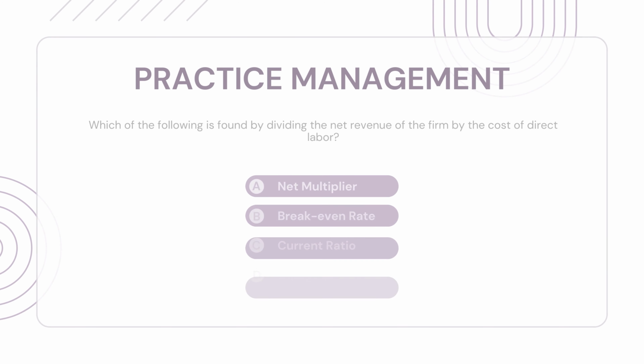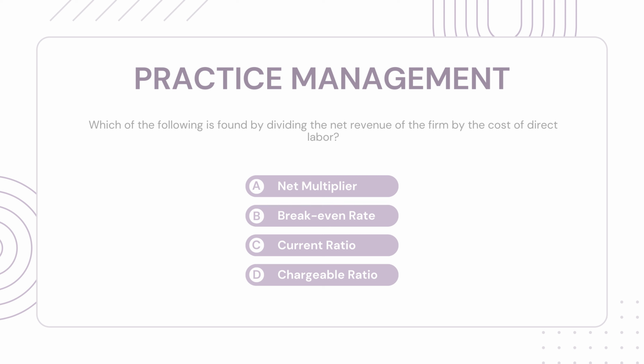Which of the following is found by dividing the net revenue of the firm by the cost of direct labor? Net multiplier, break-even rate, current ratio, chargeable ratio. Feel free to pause here to answer. And the answer is net multiplier.